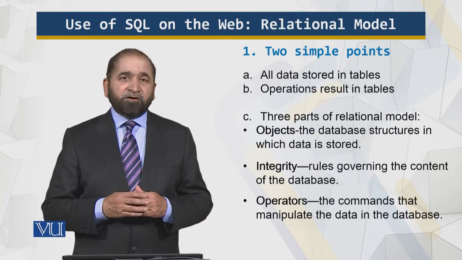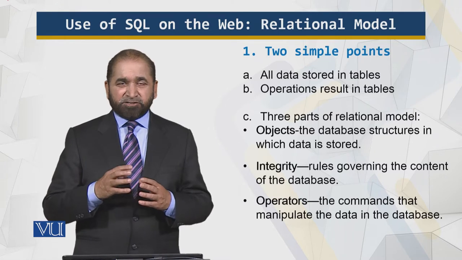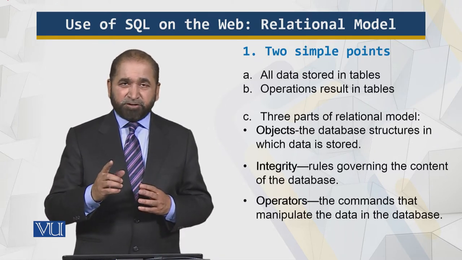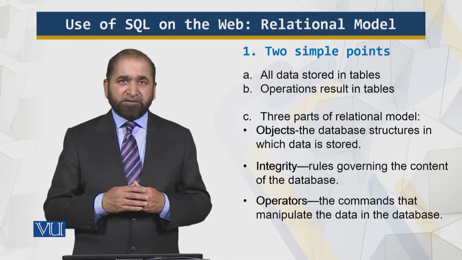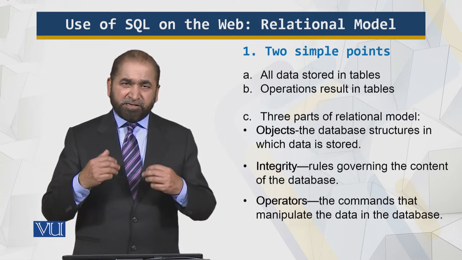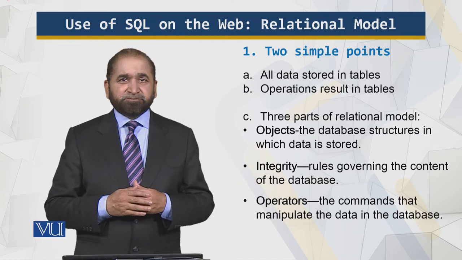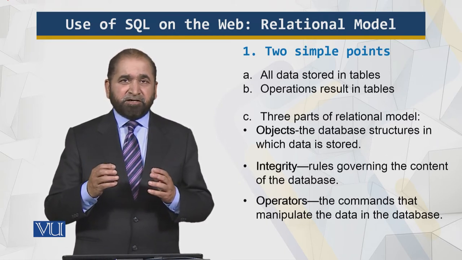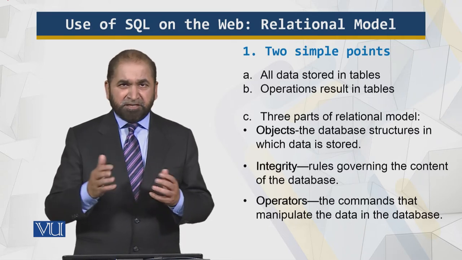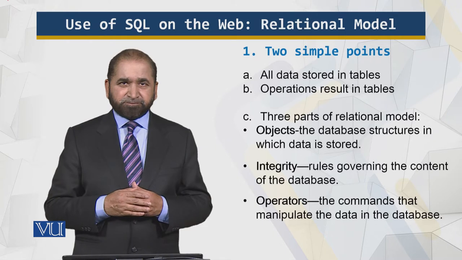Those two points are that all the data is stored in a table. I am talking of the relational model. A table is a two-dimensional entity, and when operations take place on a table, which I will briefly be talking about, the result is also a table. And of course, that result could be a single record, or it could be a cell only. It depends upon the nature of the table and the type of the query.